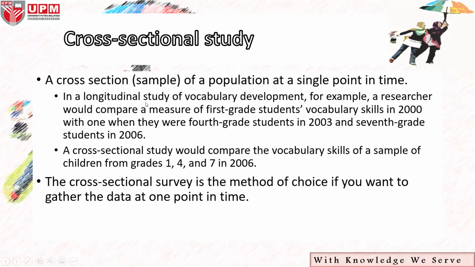So if let's say in a longitudinal study of vocabulary development, for example, a researcher would compare a measure of first grade students' vocab skill in 2000 with one when they were fourth grade students in 2003 and seventh grade students in 2006. But in cross-sectional study, it would compare the vocabulary skill of a sample of children from grades 1, 4, and 7. Different sample, but at the same time. Sample sama, tapi masanya sama. Dia tak follow orang yang sama. Okay, in 2006.